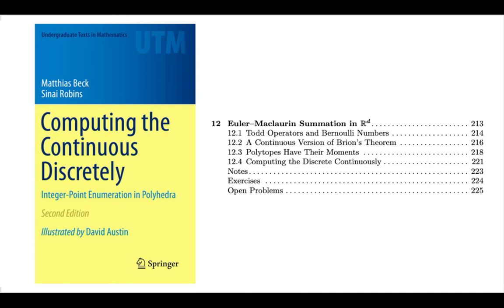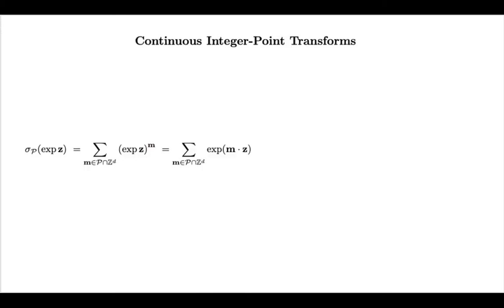And in this video, we'll start chapter 12 on Euler-Maclaurin summation. We'll start by giving a continuous version of Brion's theorem. The theme of this chapter are continuous versions of a lot of the things that we've done so far. And so we'll start with integer point transforms. It turns out when we convert sums into integrals, it's most convenient to have exponential variables.